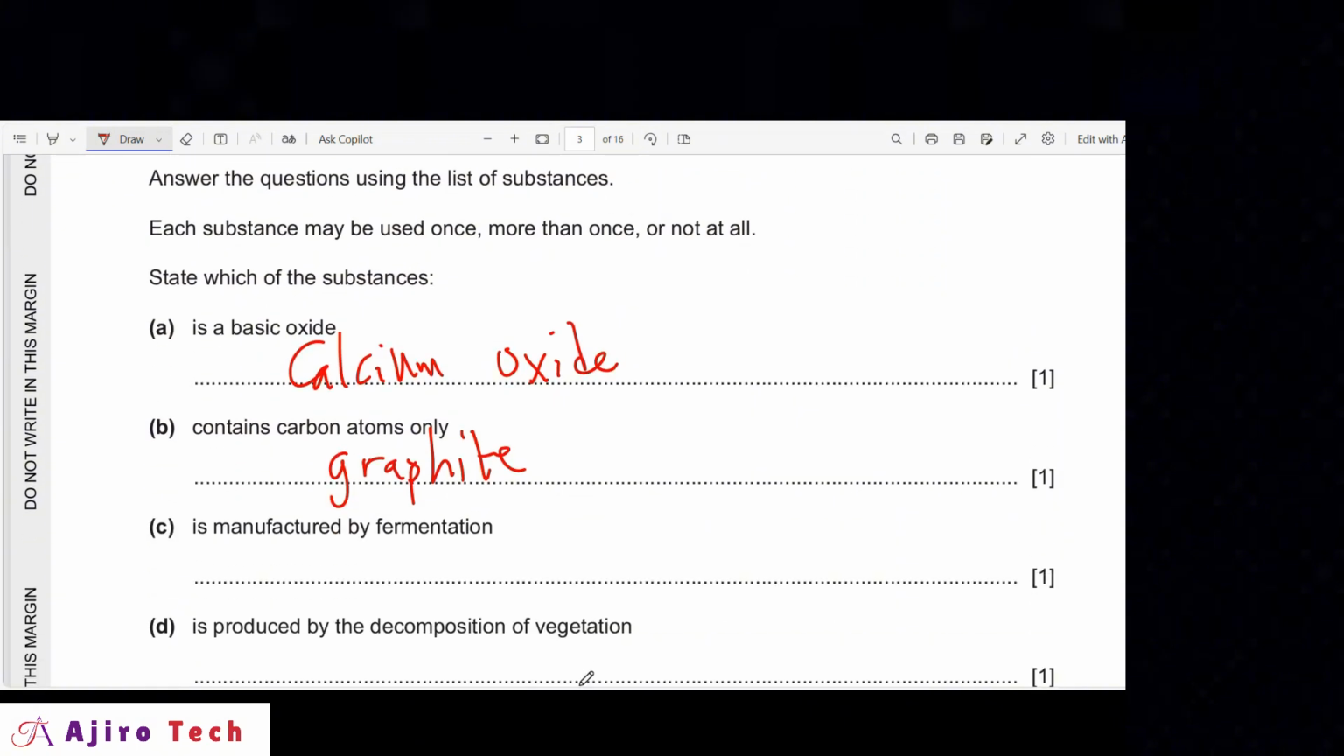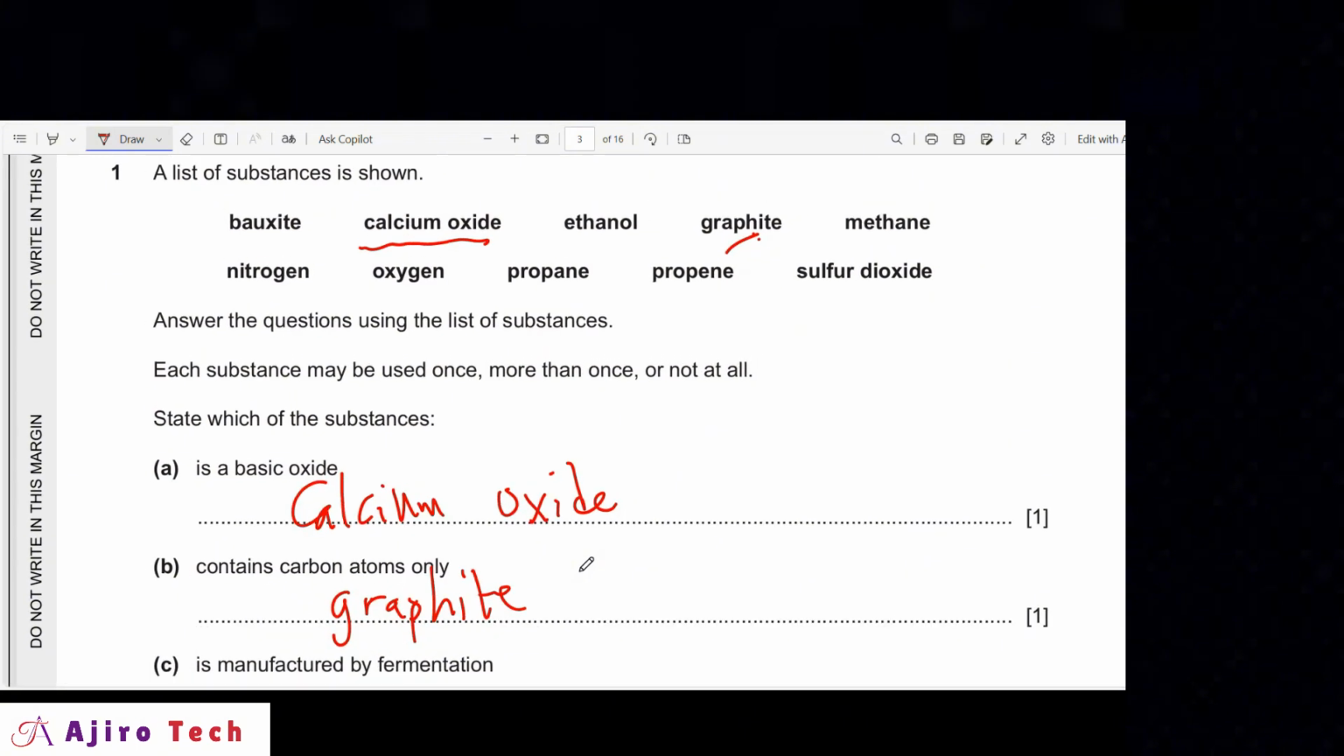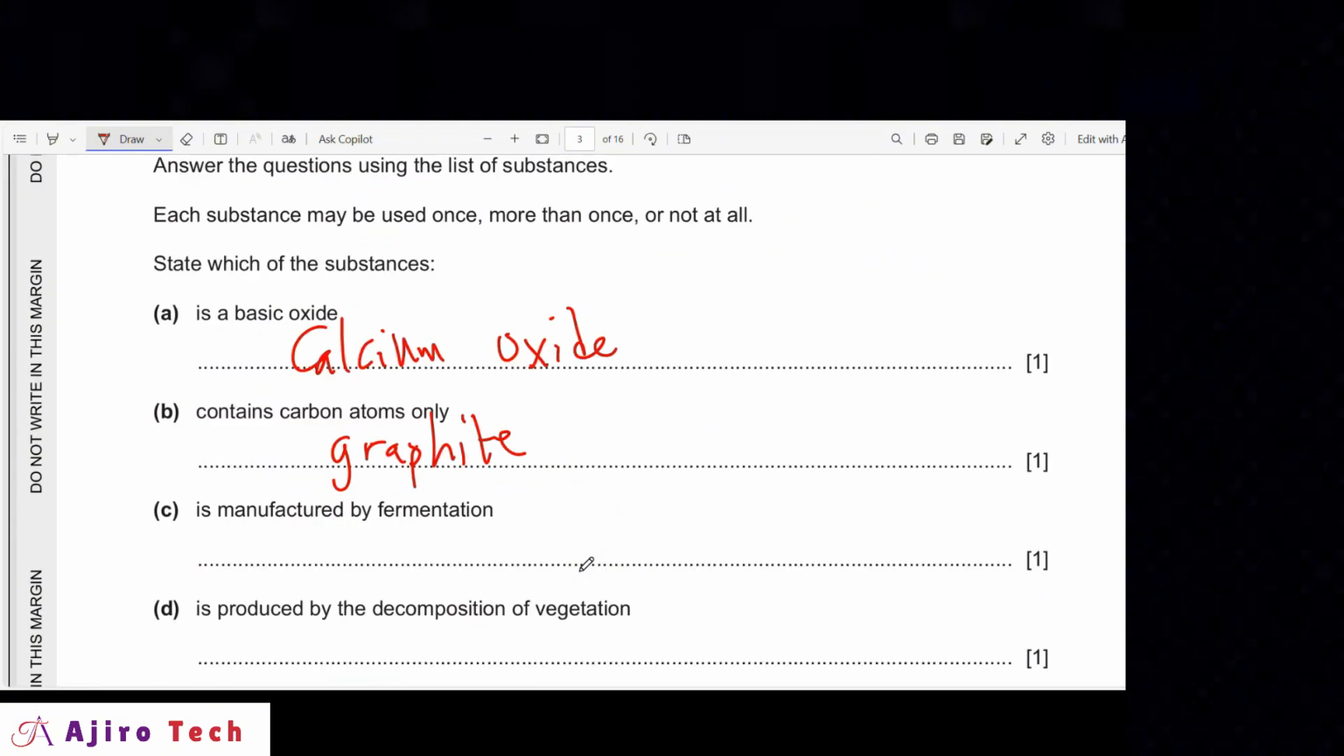Which of the substances above is manufactured by fermentation? When you talk about fermentation, it is one of the methods of producing alcohol. So you look at your options, you see it's only ethanol that falls into that category. So you simply write ethanol as the answer right here.